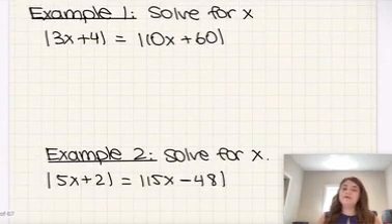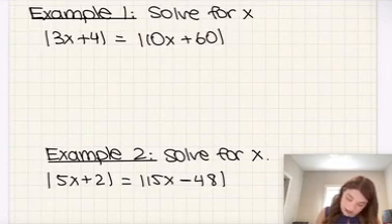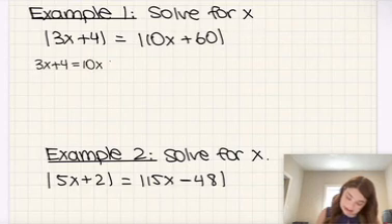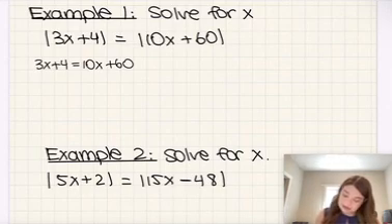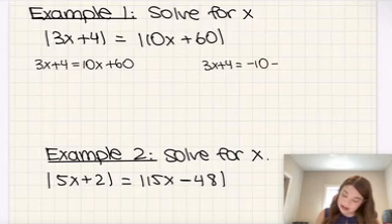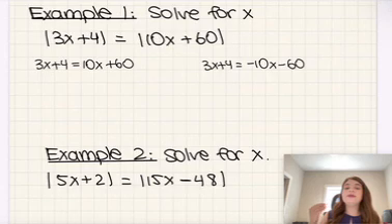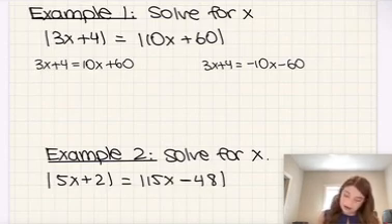For example 1, first I'm going to solve 3x plus 4 is equal to 10x plus 60. And then the second one I'm going to solve is 3x plus 4 is equal to negative 10x minus 60, right? Because I'm making sure to distribute that negative into both the 10x and the 60. Okay, so now I'm going to isolate the variable.